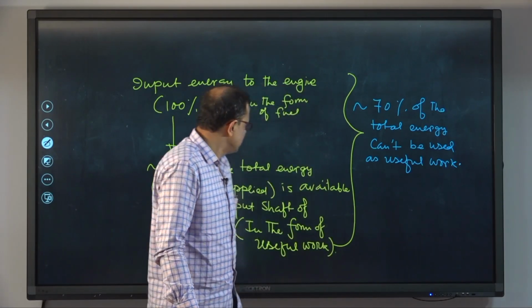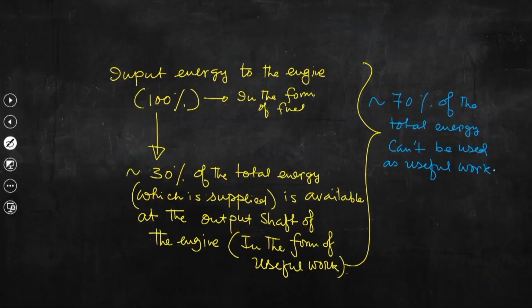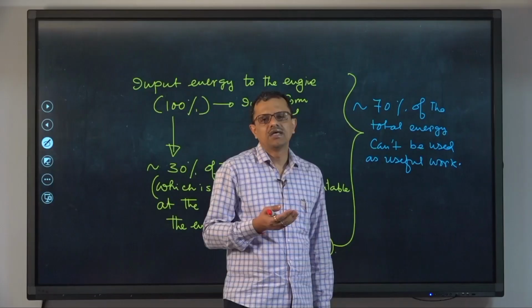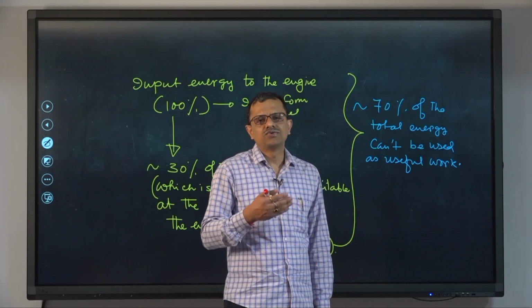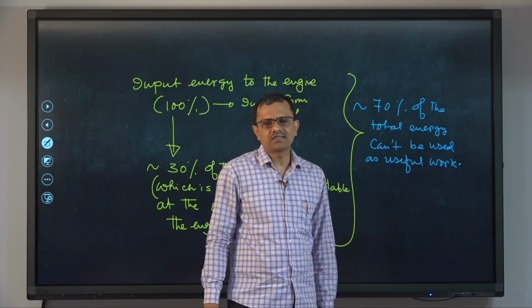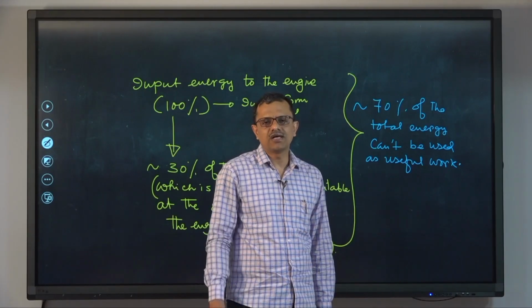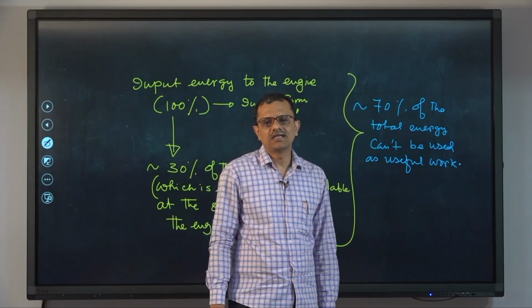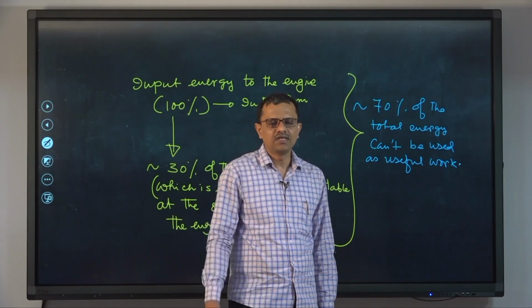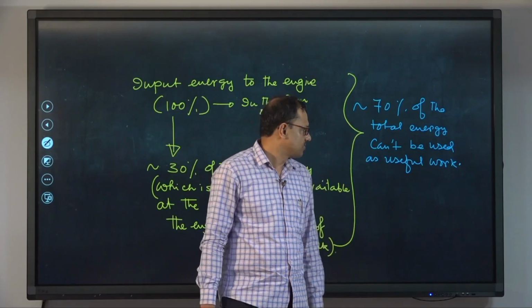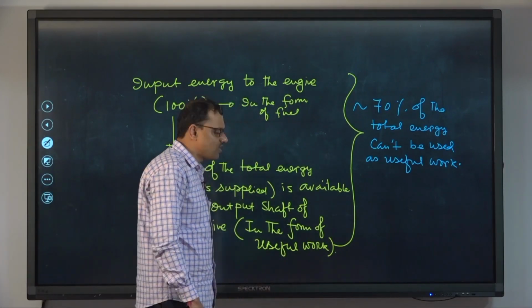So, essentially that 30% of the total energy which is supplied to the engine is available at the shaft, and out of this 30% energy a part will be again consumed by the compressor to supply compressed air with high pressure and high density at the intake manifold. So, now let us discuss one particular method.